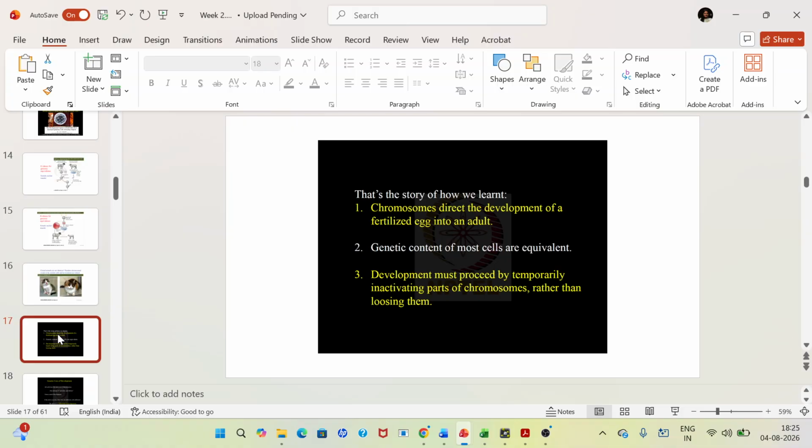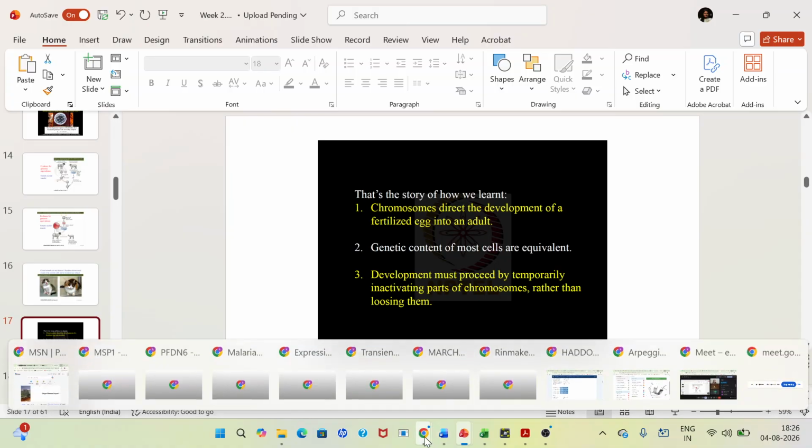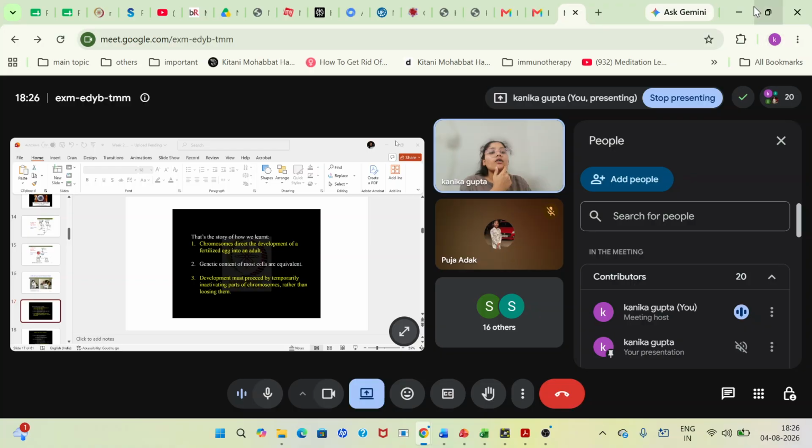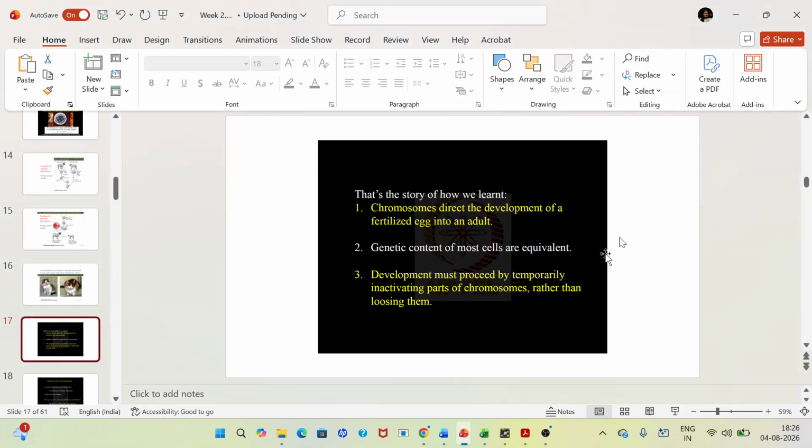So, chromosomes direct the development of a fertilized egg into an adult, that we have understood. The genetic content of most of the cells is equivalent, that is also what we have understood. Development must proceed by temporarily inactivating parts of the chromosomes rather than losing them. Why this? So that only those genes get activated that are required at the moment. Not all of the genes get activated at the same time, otherwise it can lead to chaos and not a proper development of the embryo or the zygote.